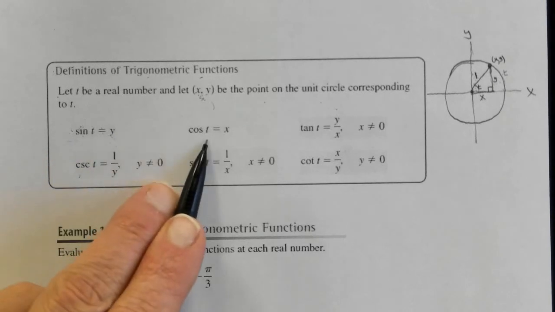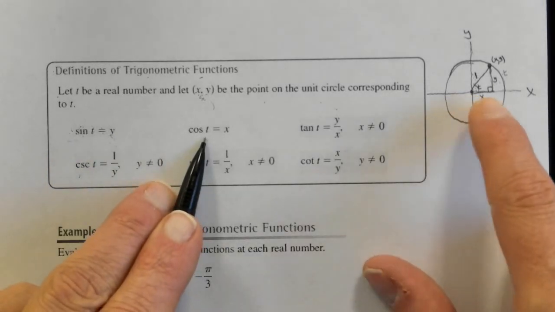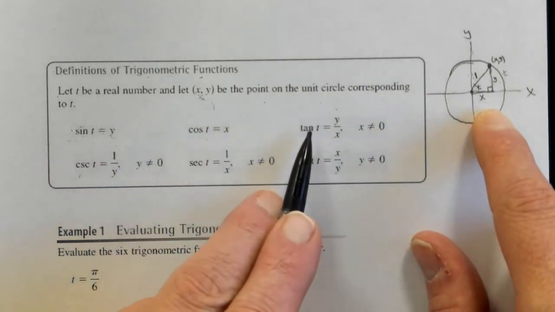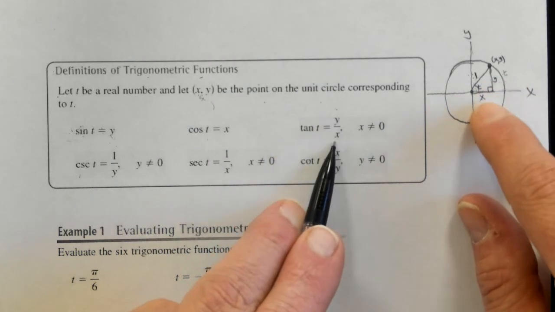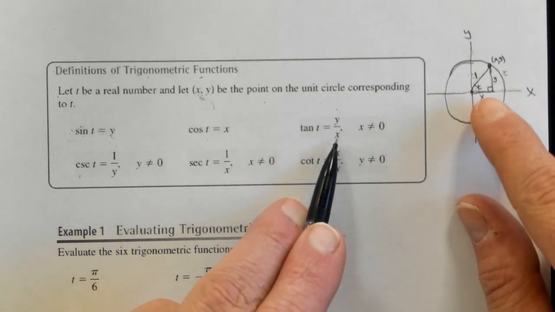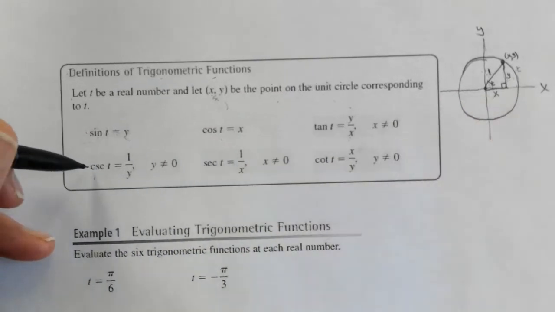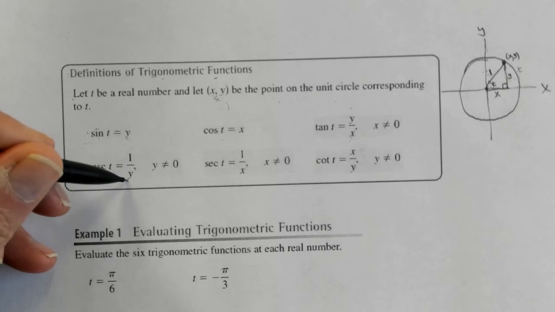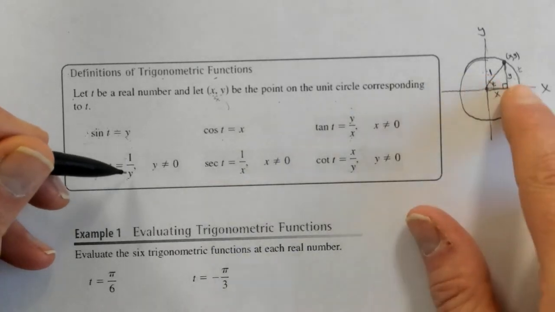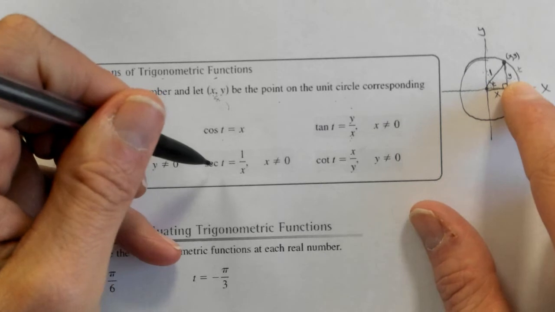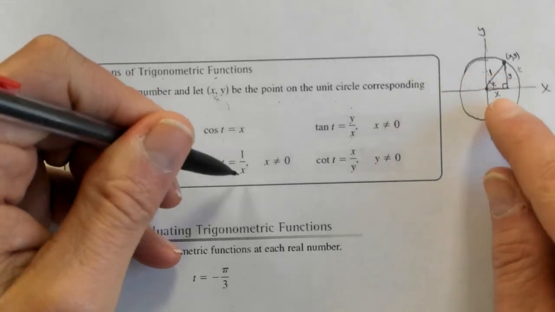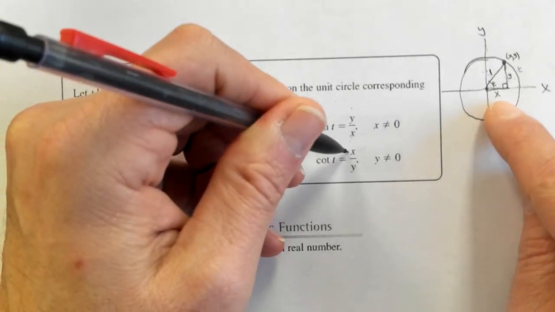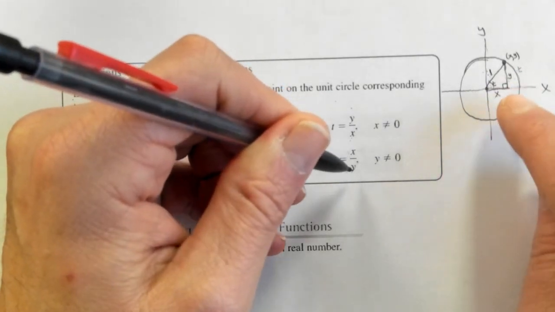Okay? Same thing with cosine. What was cosine? Cosine was adjacent over hypotenuse, which is x over 1, which is x. What was tangent? Opposite over adjacent, which is y over x. And that's where that comes from. Remember, what was a cosecant? Cosecant was hypotenuse over opposite, which in this case is 1 over y. What was secant? Secant was hypotenuse over adjacent, which is 1 over x. What was cotangent? Cotangent was adjacent over opposite, which is x over y.